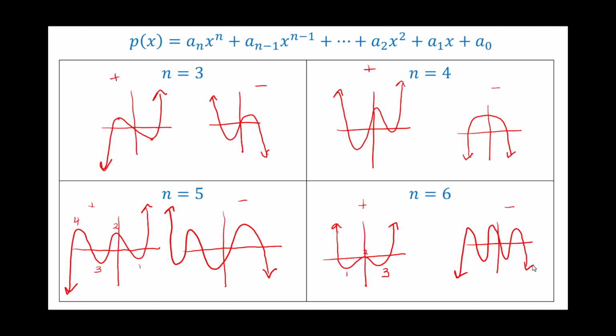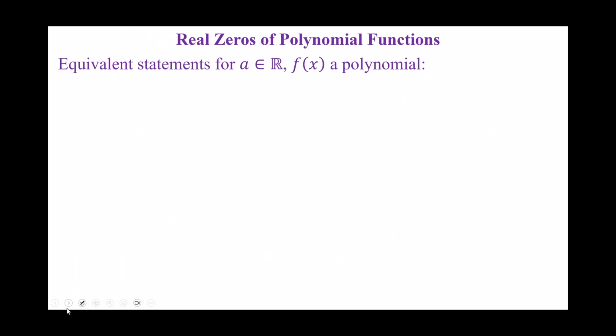We're going to talk about how to decide what's going on, where the x-intercepts are, what's going on in the graph, how we can graph this. The real zeros of a polynomial function. So if we're only talking about real zeros, not imaginary zeros, just real zeros, we are looking at the x-intercepts of the graph. So these statements are all equivalent.